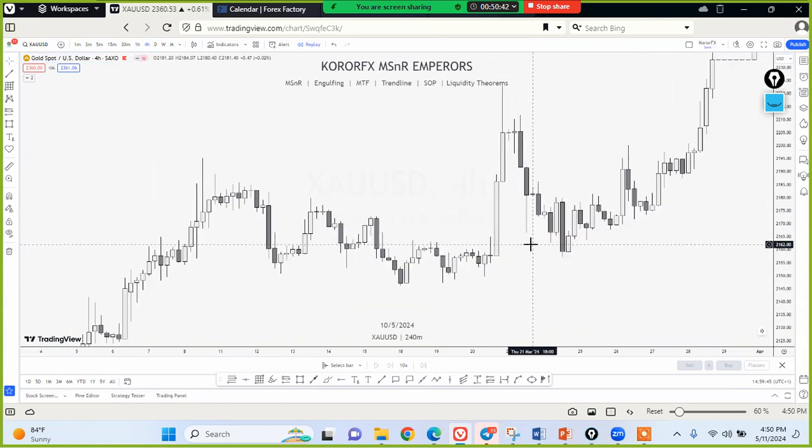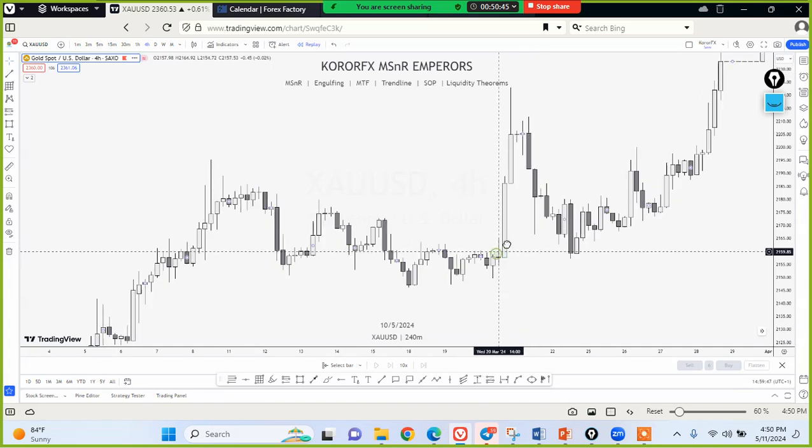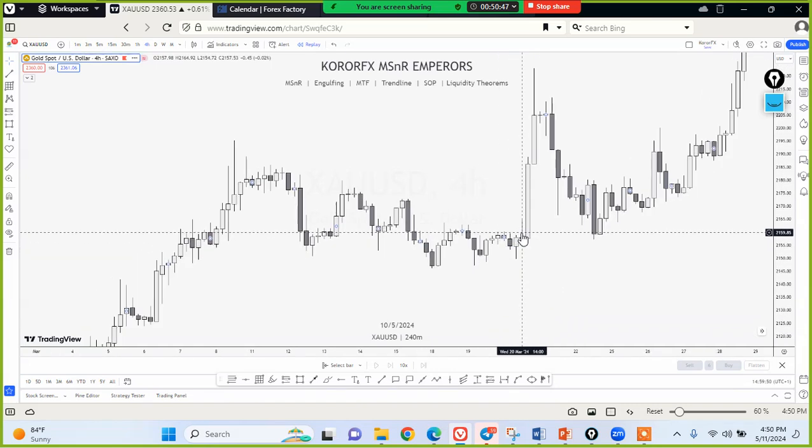Look at the functionality of the setup. One setup is for continuation, one setup is for reversal.